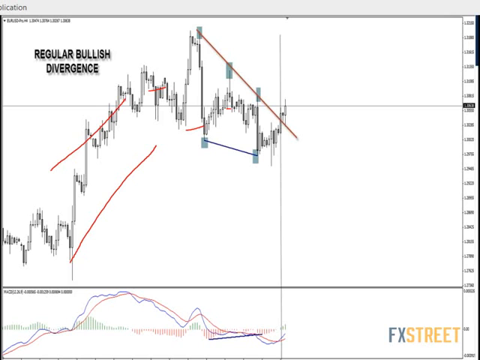Jaron is asking, do you only use the divergence histogram or also the lines on MACD? I use it on the histogram, and I use these lines for entering the trade.